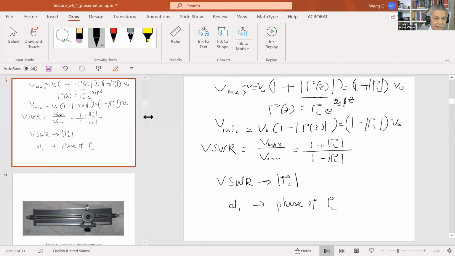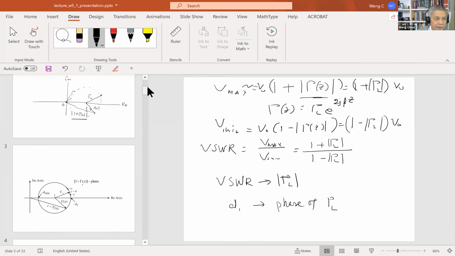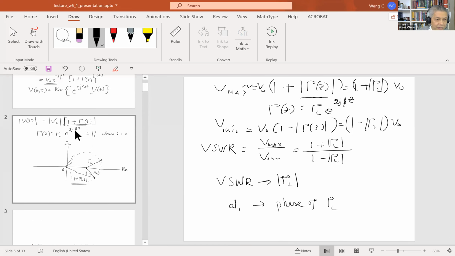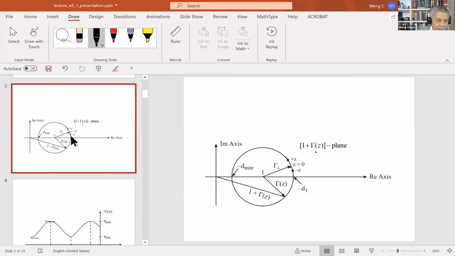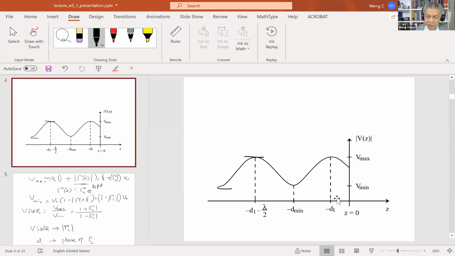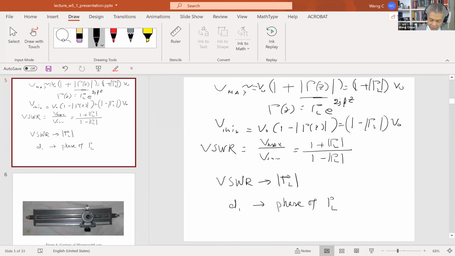And you can see that when you look at gamma L, it has a phase, and gamma Z has a phase. By figuring out where it goes to a minimum, you can figure out what the original phase of gamma L should be, how much negative Z you have to add to gamma L to make it become a pure real number, and so on. So you can figure out what D1 is by measuring its location and figuring out the phase of gamma L. And from that, you can get gamma L, the complex number, with its magnitude.